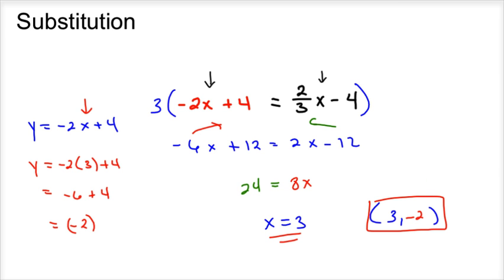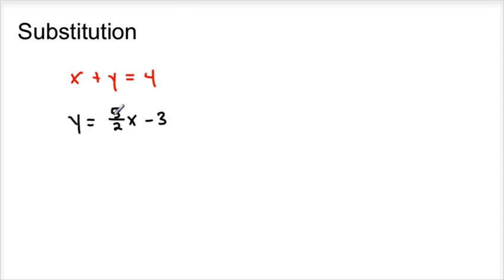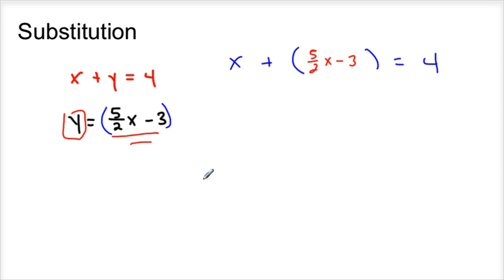Let's take a look at another substitution. We have x plus y equals 4 and y equals 5 halves x minus 3. So this equation is already solved for y. So y is equal to this quantity here, 5 halves x minus 3. I have this equation x plus y equals 4, so I have x plus whatever my y value is equal to 4. So what I want to do is substitute in the 5 halves x minus 3 here, because that is what's equal to y. I took this y and I put it in here.